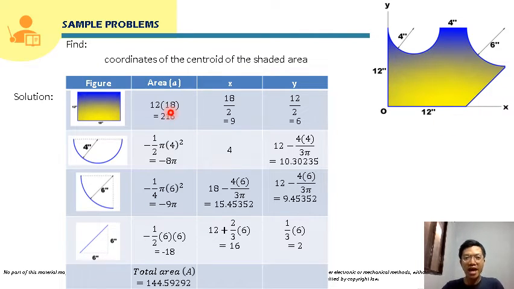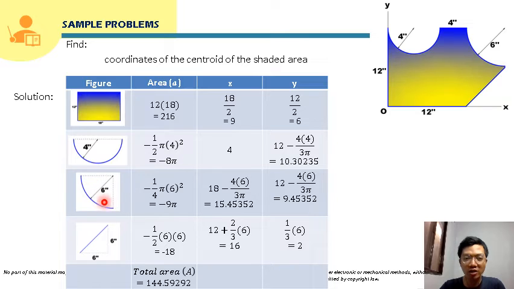Okay, so the area of the rectangle will be 12 times 18, so that will be 216. The area of the semicircle will be negative, since we will subtract this area from the area of the rectangle. So the area of this will be negative 1/2 pi r squared, so this will be negative 8 pi.